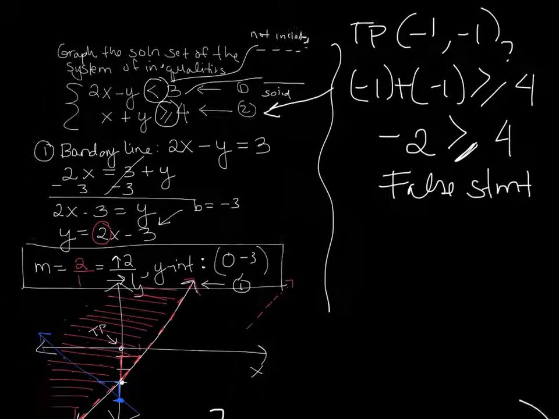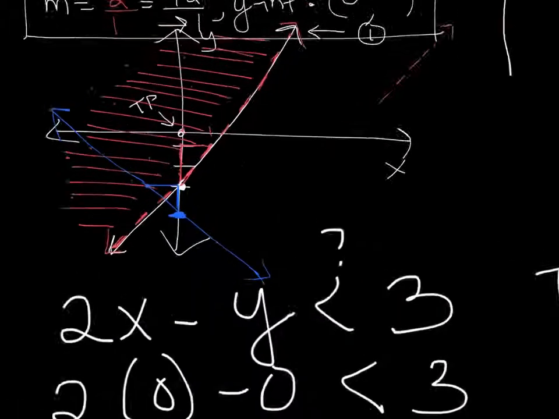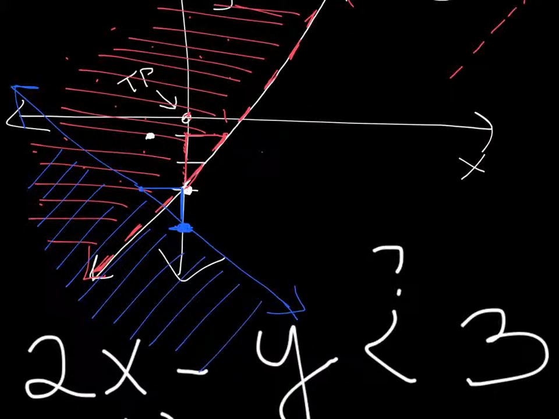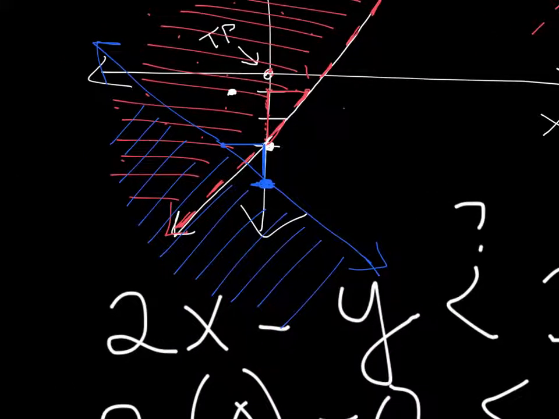So since it was false, my negative 1 was right here. It's above the blue line, so that means that it's not true here. It's 50-50. If it doesn't work here, it must work here. So then you shade your blue. And that's pretty much it.